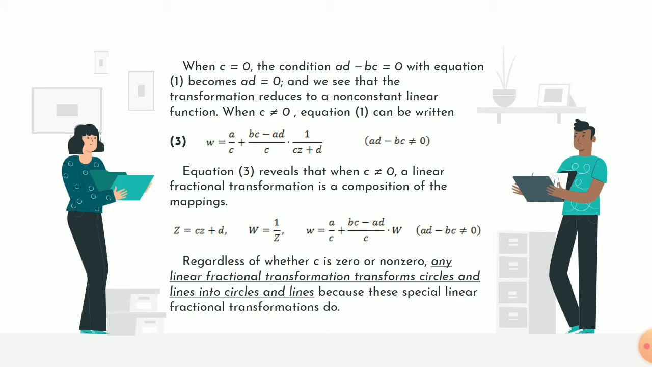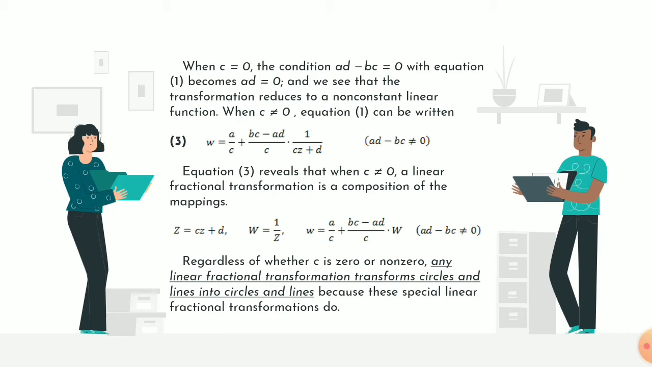When C equals 0, the condition AD minus BC not equal to 0 with equation 1 becomes AD not equal to 0. And we see that the transformation reduces to a non-constant linear function. When C is not equal to 0, equation 1 can be written W = A/C + ((BC - AD)/C) times 1/(CZ + D).